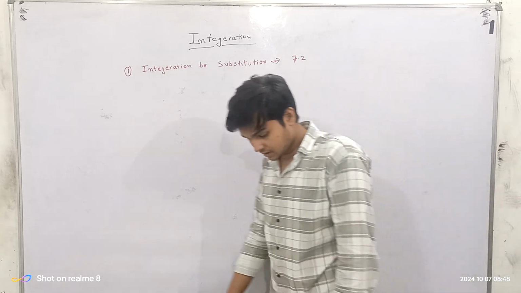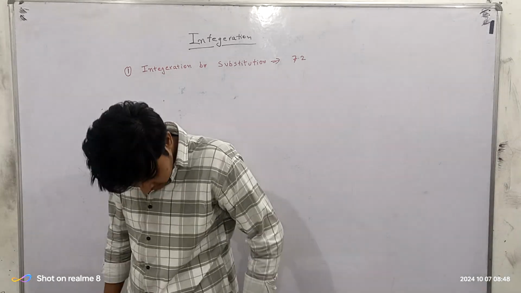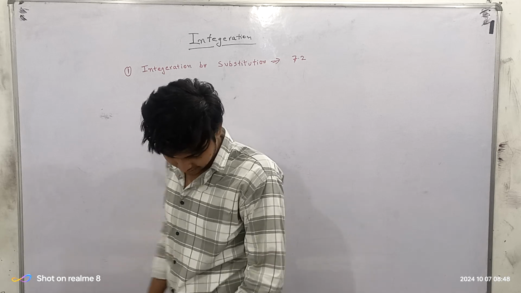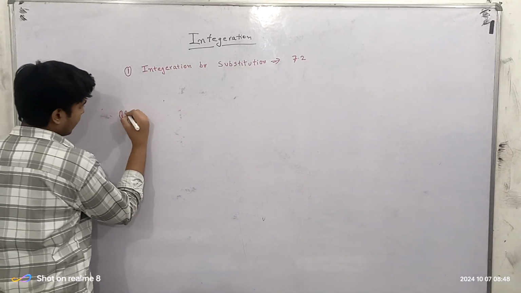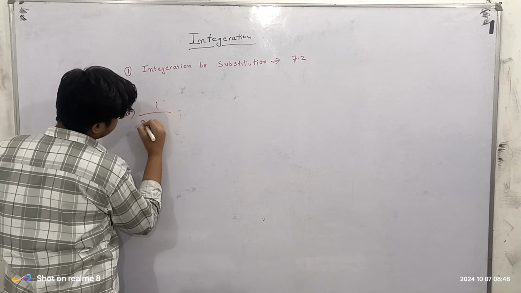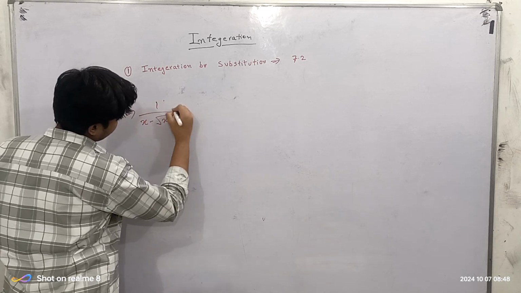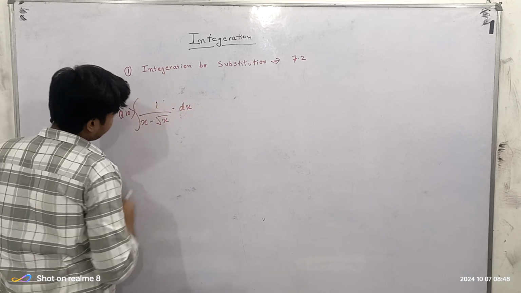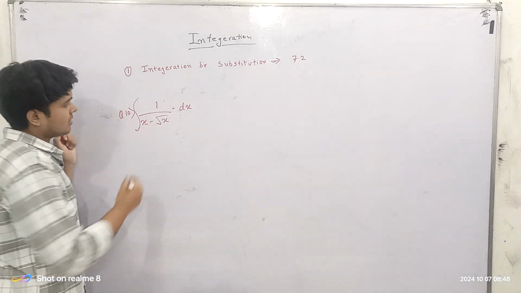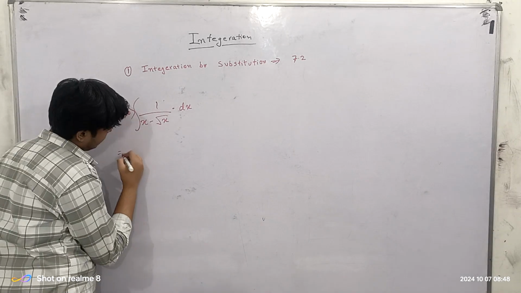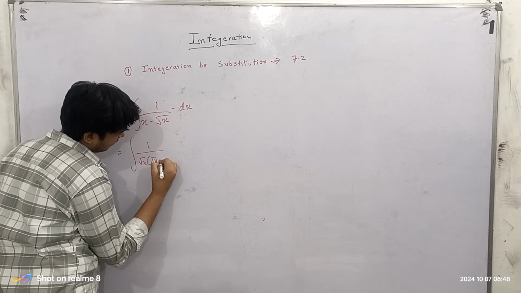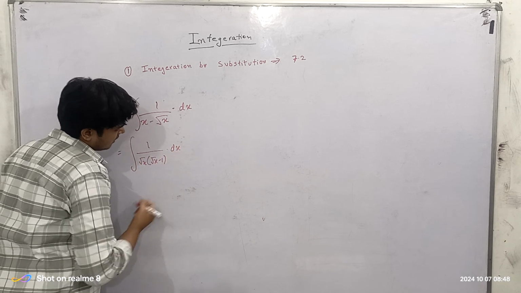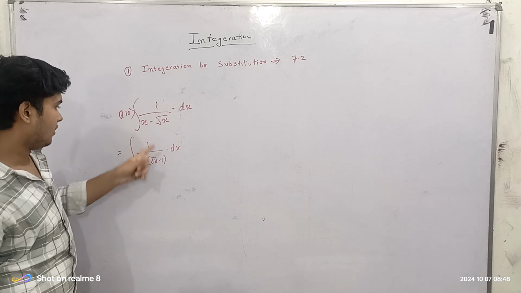Question number 10. What is question number 10? It is also an easy one, and also an important question. Integration of 1 minus x into dx will always be given in this form. Here root x can be written like this: 1 by under root x common, under root x minus 1 into dx. I hope you all understand how it comes.